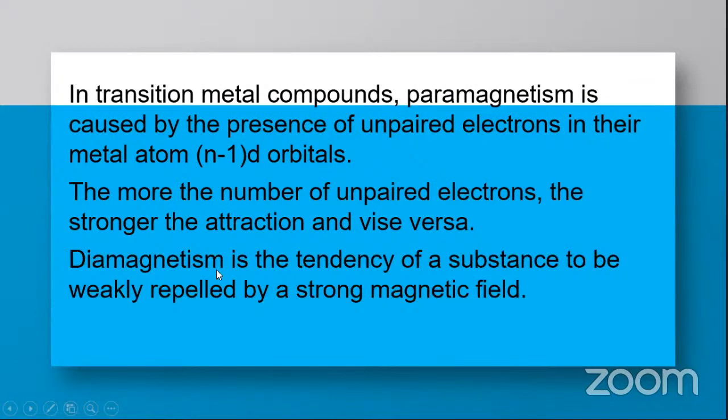Now we have the opposite. This is what we call diamagnetism. It is the tendency of a substance to be weakly repelled, so it is not attracted but repelled by a strong magnetic field. So this is the opposite. Diamagnetism is the opposite of paramagnetism.